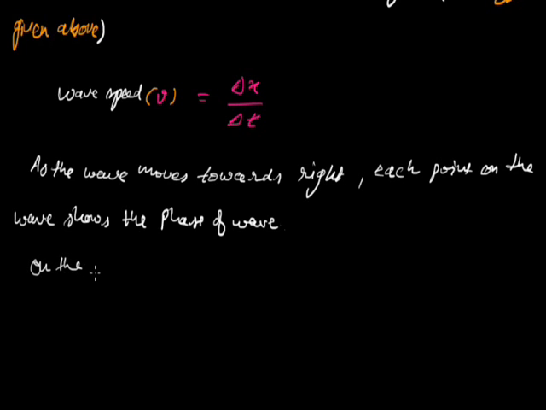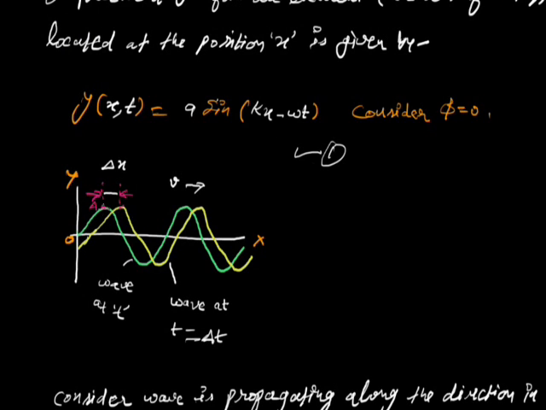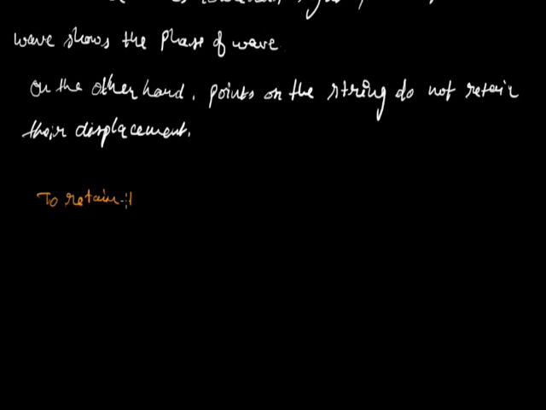On the other hand, points on the string do not retain their displacement. Now you can see the position of point A on the wave. Since the position of A on the waveform at time t is the same as after time delta t, it means that the argument in the displacement equation, kx minus omega t, must be constant to maintain the position A at the same displacement along the x-axis.